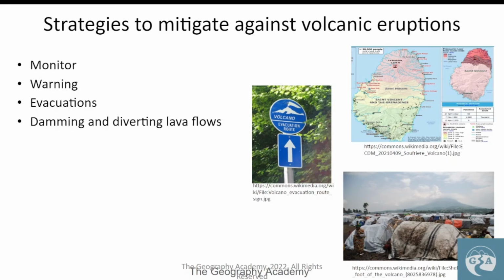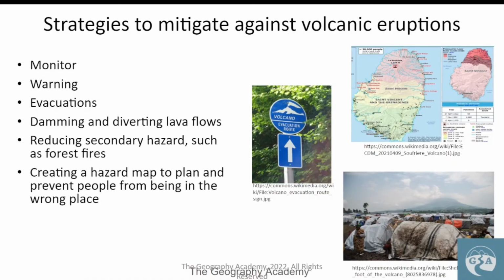Damming or diverting lava flows has been implemented in places, but again, it's probably not going to be the most reliable way of dealing with this, and certainly you couldn't tell a population that they're completely safe due to damming and diverting. So the secondary hazards can start up, forest fires for example, and this can cut people off from evacuation routes or emergency services.